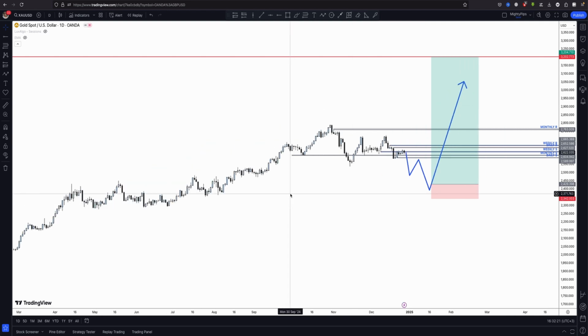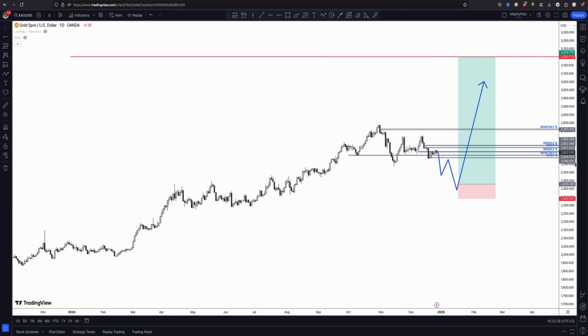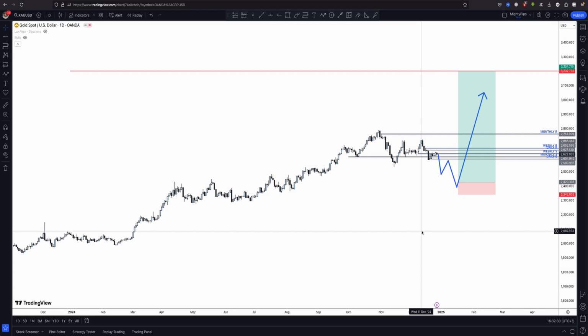So guys, please take advantage of this analysis and then look for your trades in those areas that I have shown you.